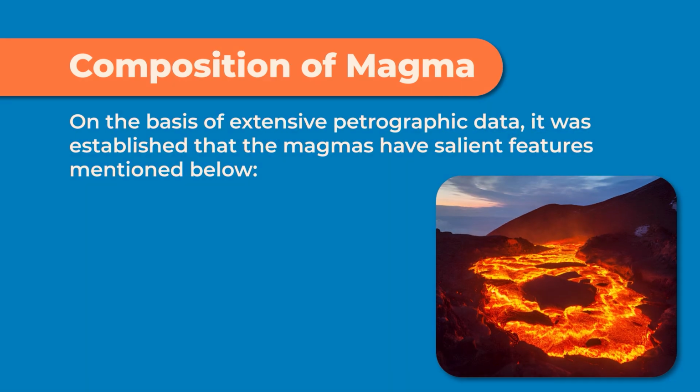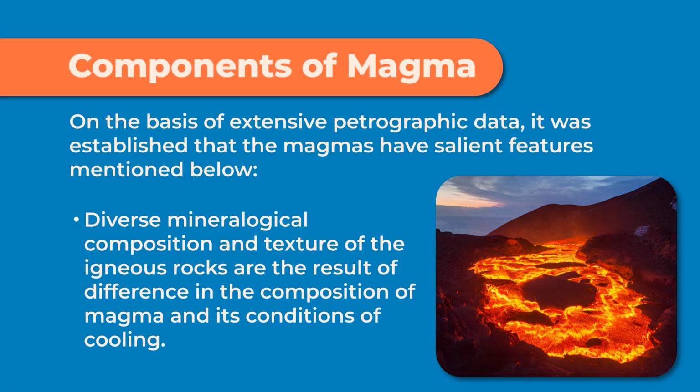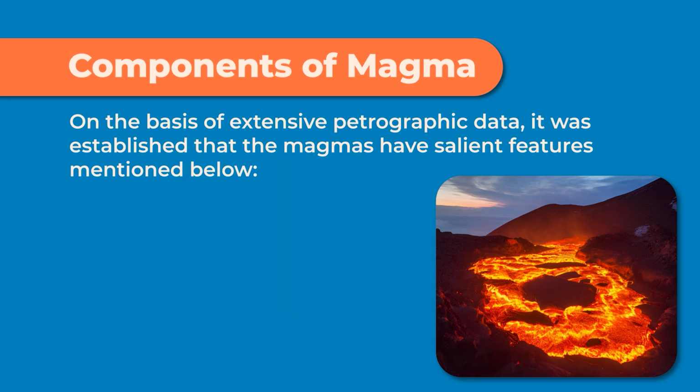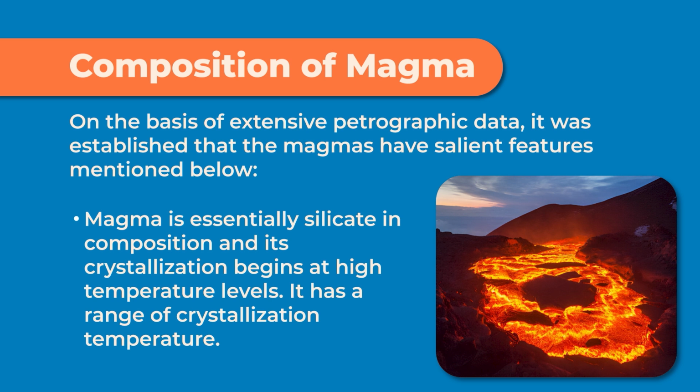Based on extensive petrographic data, it is established that magma comprises diverse mineralogical composition, and you get diverse textures, and this diverse mineralogy and texture is the result of differences in the composition of the magma and the conditions of cooling. Magma is essentially silicate in composition, and its crystallization begins at higher temperature levels, and in the range of crystallization the temperature decreases and it gives rise to different kinds of rocks.